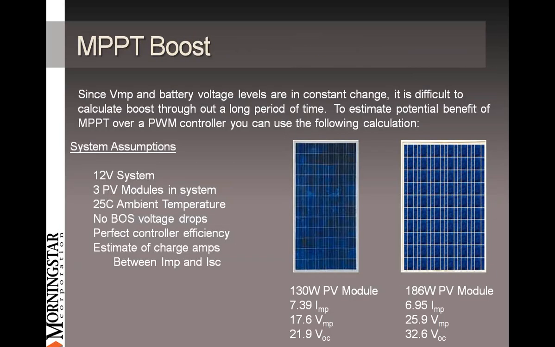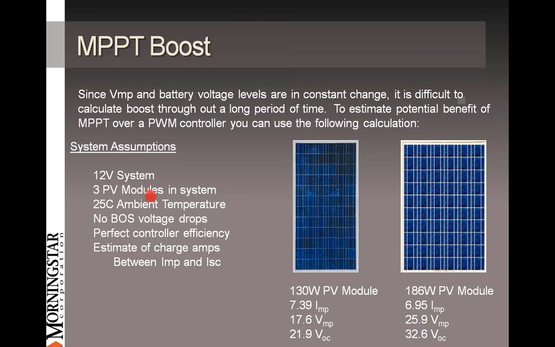So what I want to show you here is an example of basically a 130 watt PV module and a 186 watt PV module, one being more or less off-grid and one being more of a grid tie variety. Okay, here's the related specifications down below. You can see the VMP, which is what we're really interested in, is much higher on the 186.